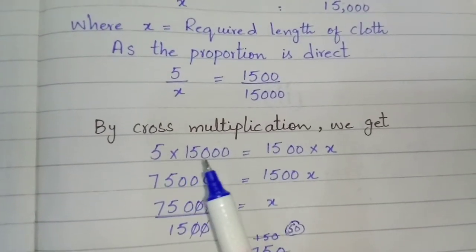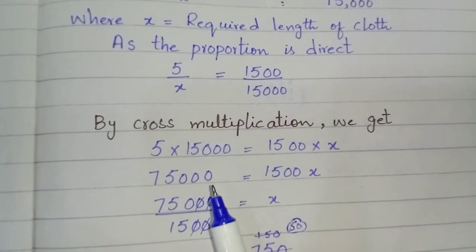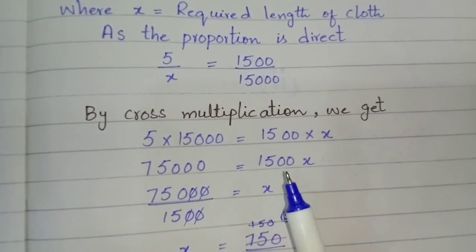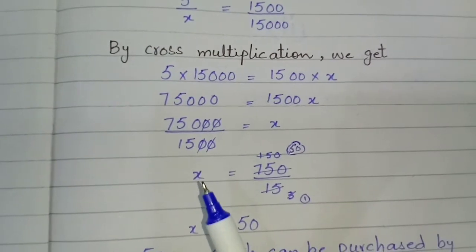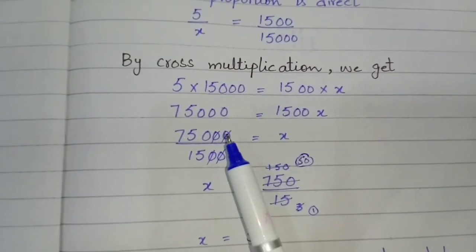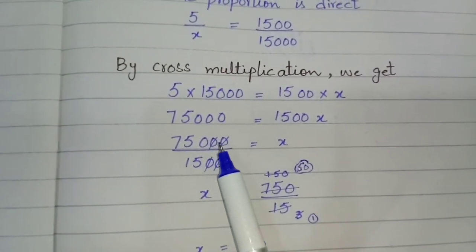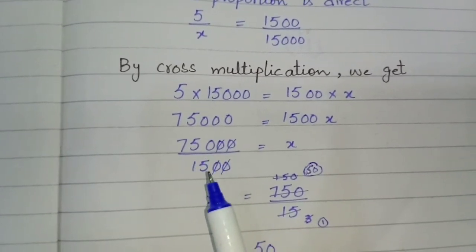So when 5 is multiplied by 15,000, we get the answer 75,000, and 1500 is multiplied here. It will be divided on the opposite side of the equality. Then we get the answer. This 0 will be cancelled out with this 0, and this 0 will be cancelled out with this 0. And we get 750 over 15.